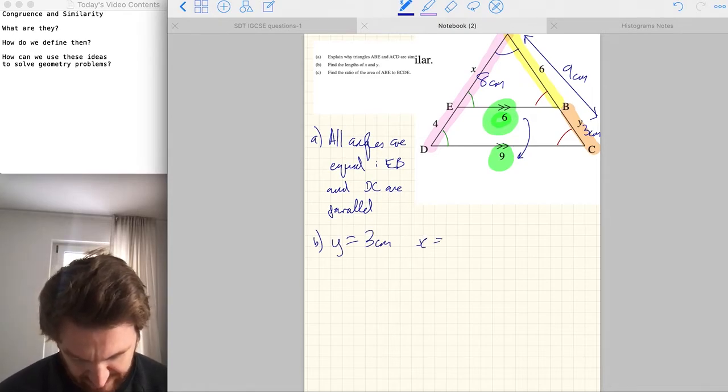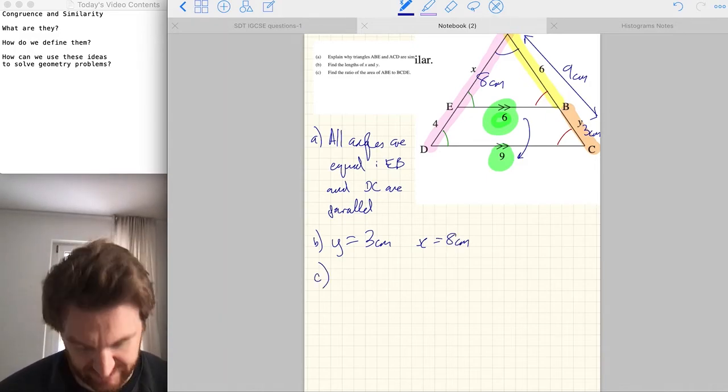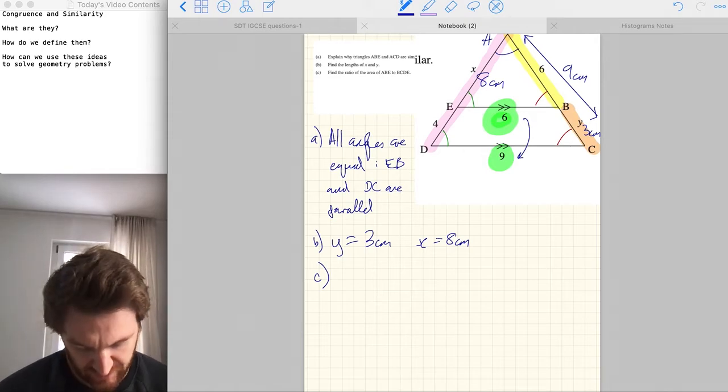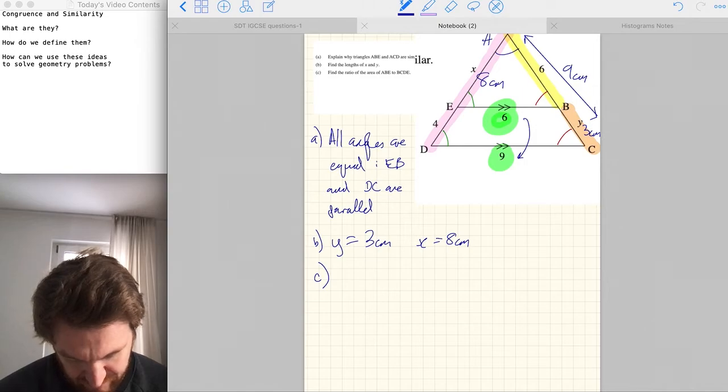And it says, finally, find the ratio of the area of ABE. A is at the top, by the way, you kind of cut it off. ABE and BCDE. So, again, we have to use that idea of ratio. We know the little triangle and the big triangle.